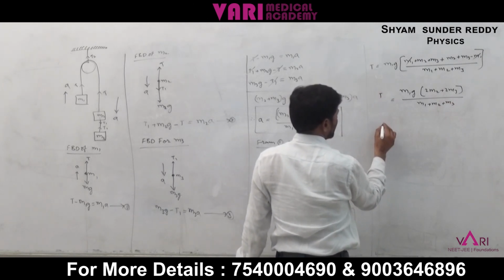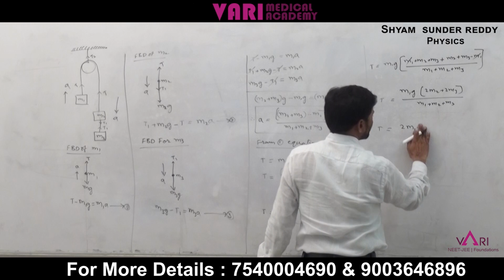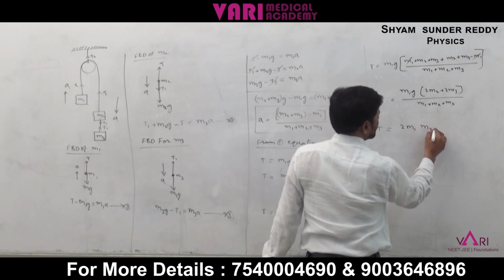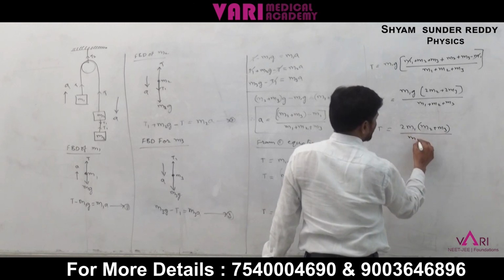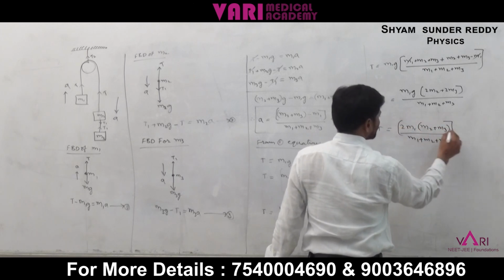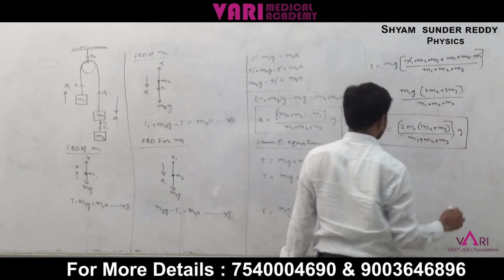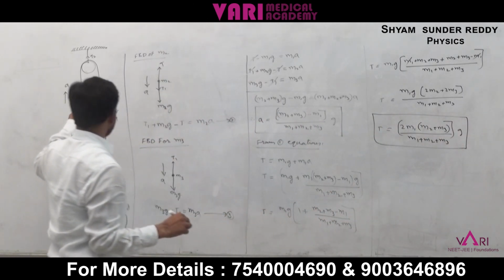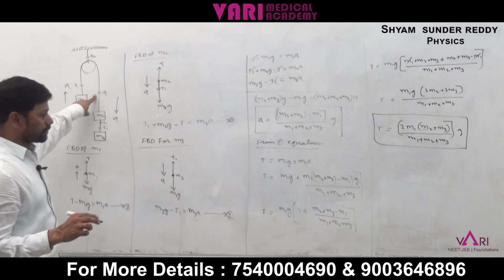Otherwise, we can also write T is equal to 2m1 into (m2 plus m3) divided by (m1 plus m2 plus m3) into g. This is the tension in the string.